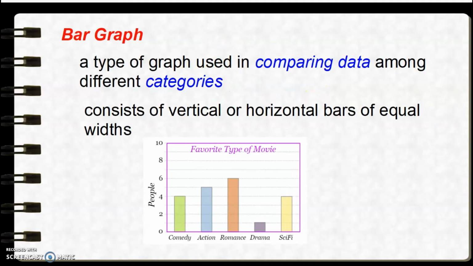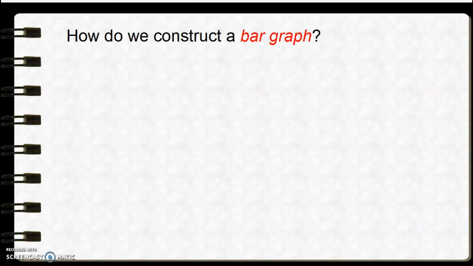Okay, and what do bar graphs look like? We have vertical and horizontal bars, but the most common form of bar graph is the one using vertical bars. As you can see, unlike in the circular or pie chart, this time we have a horizontal and a vertical axis. These are the two different variables that we need to determine in our data set. So let's proceed. How do we construct a bar graph?